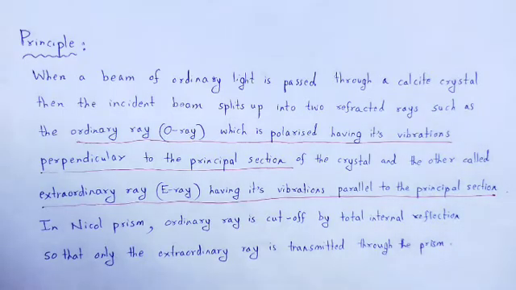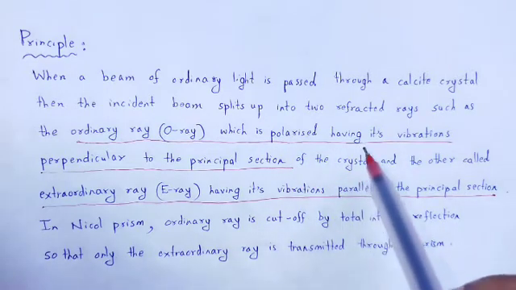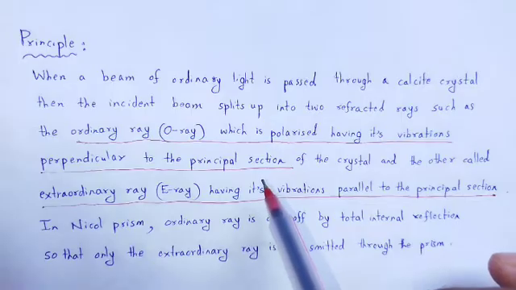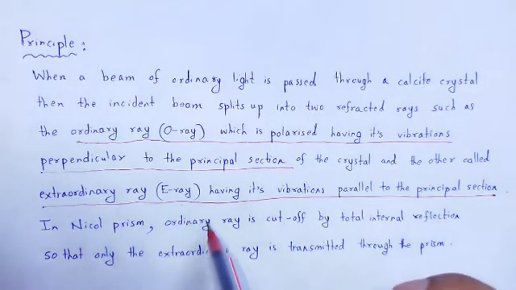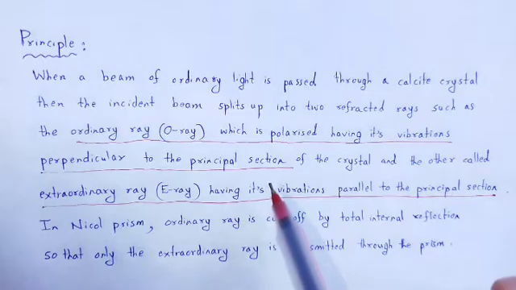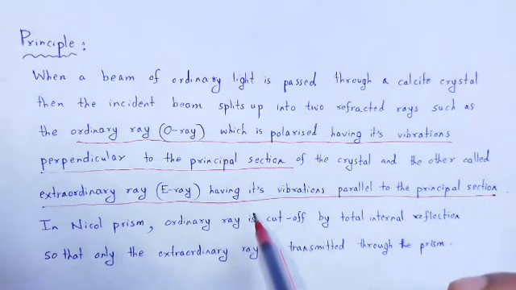In case of double refraction, when an unpolarized electromagnetic wave is incident on a calcite crystal, then two refracted rays are there, one is the O ray and another one is the E ray. The O ray, that is the ordinary ray, obeys the laws of refraction, and the extraordinary ray doesn't obey the law of refraction. The O ray is polarized, having its vibration perpendicular to the plane of the paper, and the E ray is also a plane polarized electromagnetic wave, with vibration parallel to the principal section or plane of the paper.